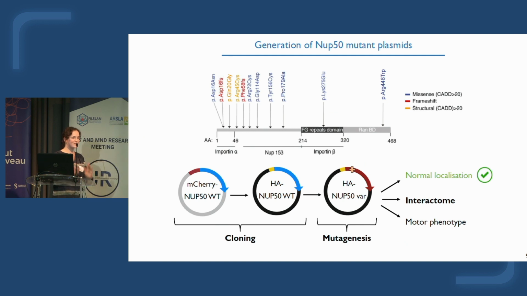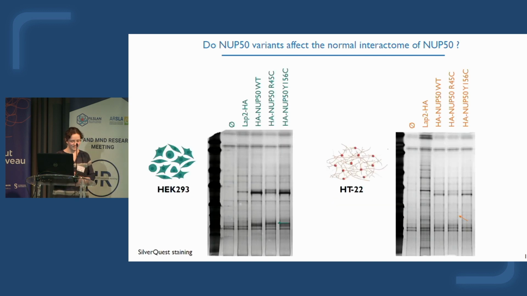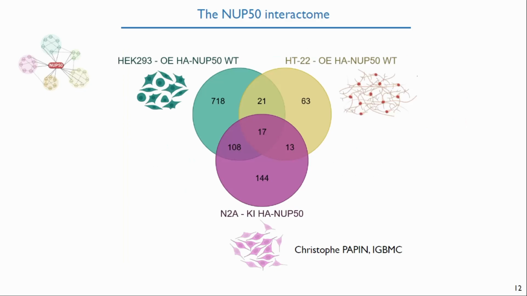So far the variants have a normal localization, but we wanted to study also their interactome. So we took an example of a variant localized in the importin alpha binding domain and another one in the NUP153 binding domain. And we used the HT22 cell line as a neuronal-like cell line and the HEK cells as a non-neuronal cell line. We pulled down the proteins linked to the variants with anti-HA beads and analyzed them via mass spectrometry. On the silver staining, we see subtle differences in bands.